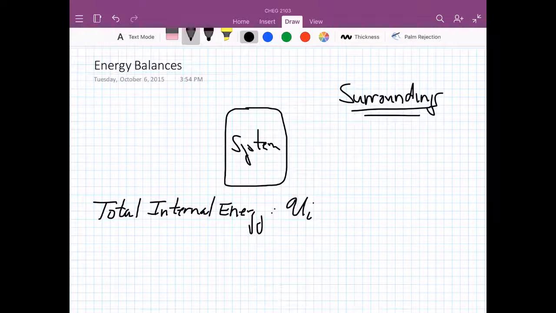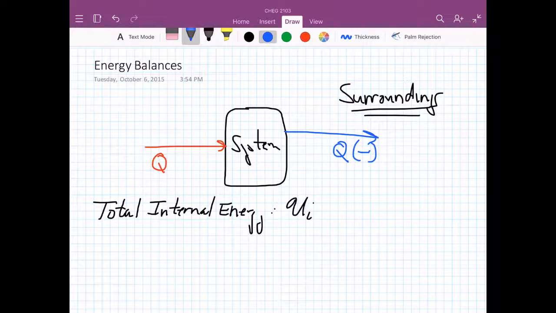Now, I can do a number of things to this system. I can add energy in the form of heat, Q. I can withdraw energy in the form of heat, Q, and this would be a negative flow out. And this is what we would consider a positive flow in.